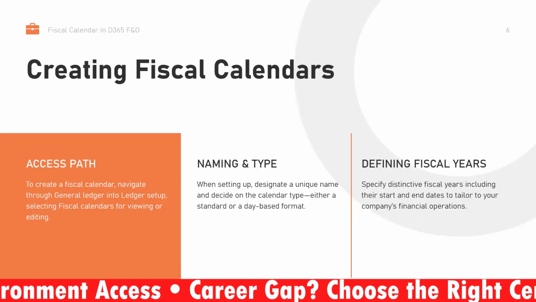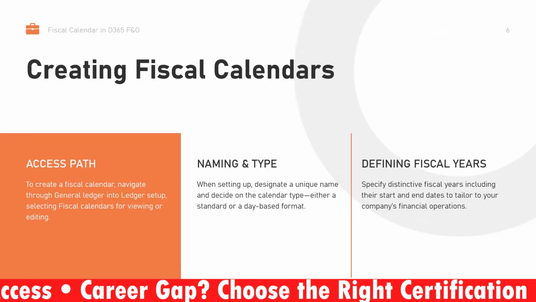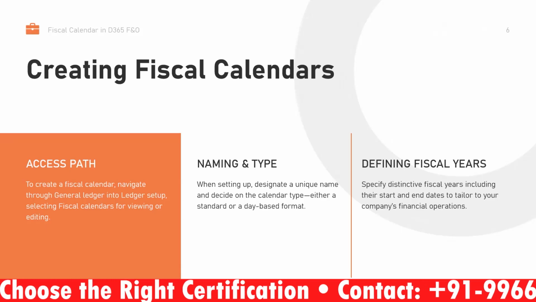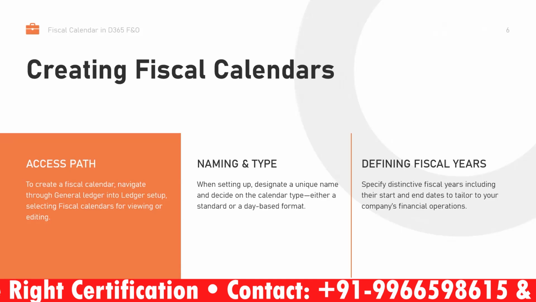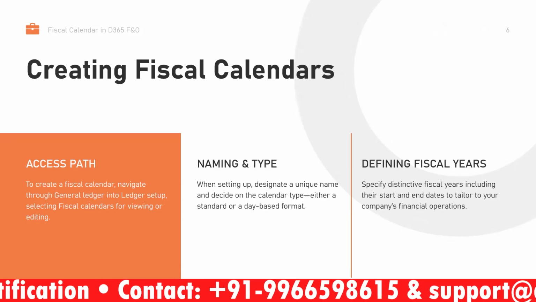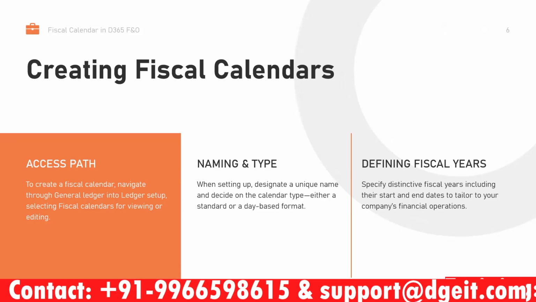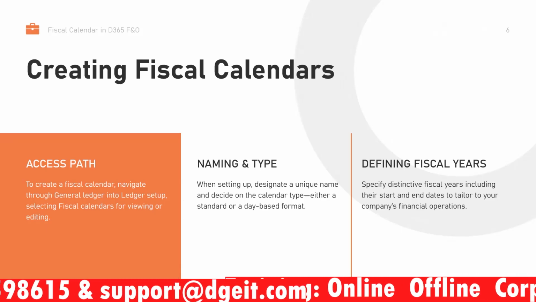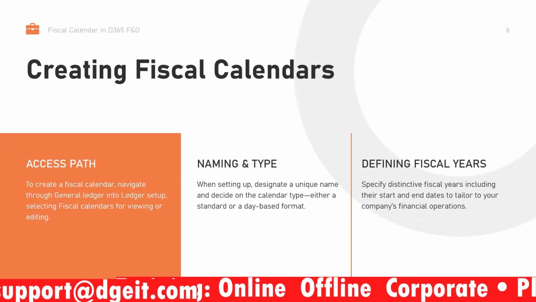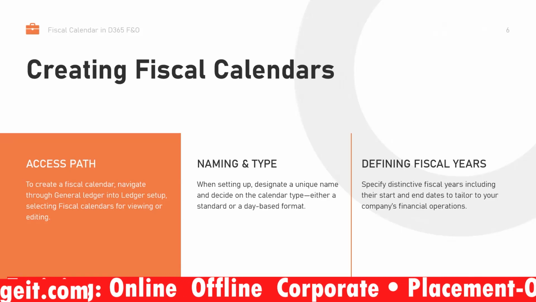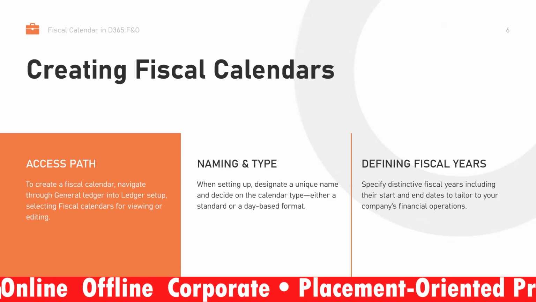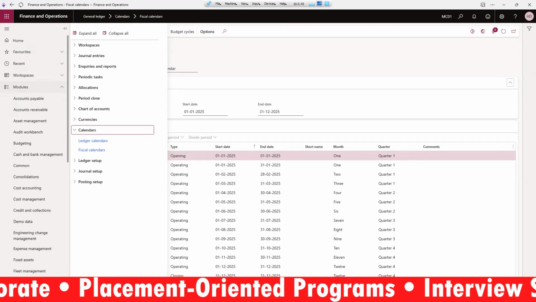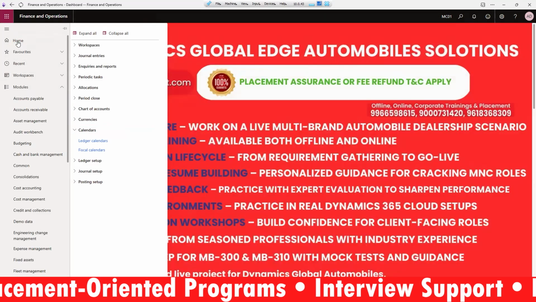The naming and type are important because this is a global setup. Once you have created one fiscal calendar, if the same requirement exists in another legal entity, instead of creating a new fiscal calendar, we can use the existing one. Defining the fiscal year means specifying the distinctive fiscal year, including its starting and ending date, for the company's specific financial operation, which is very important. In India, for example, we have 1st April to 31st March.